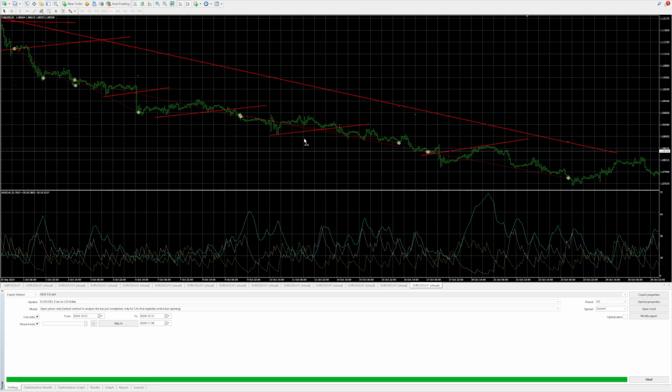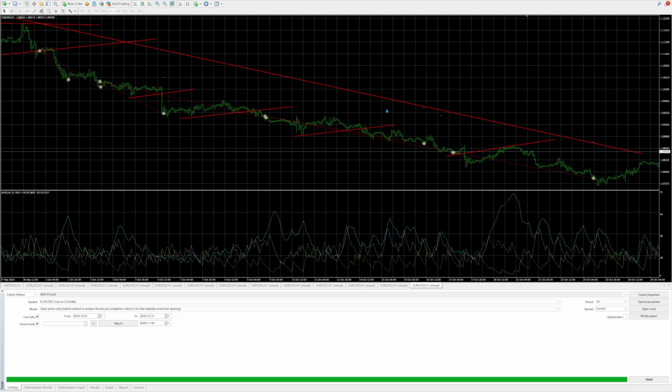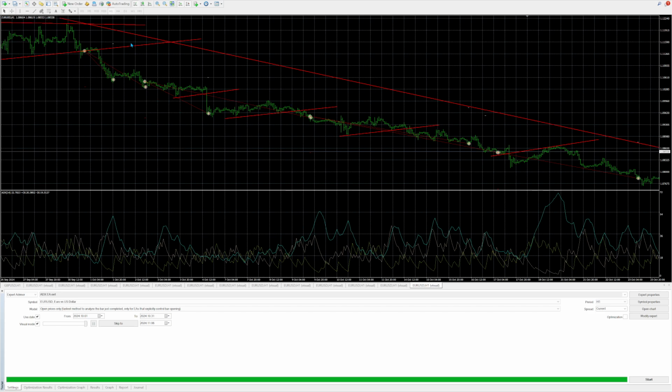Okay, so that's one way we could have traded with this EA in the trend direction. Remember, we had it set to short trades only, sell trades only, because we were in a downtrend. And we got money management.